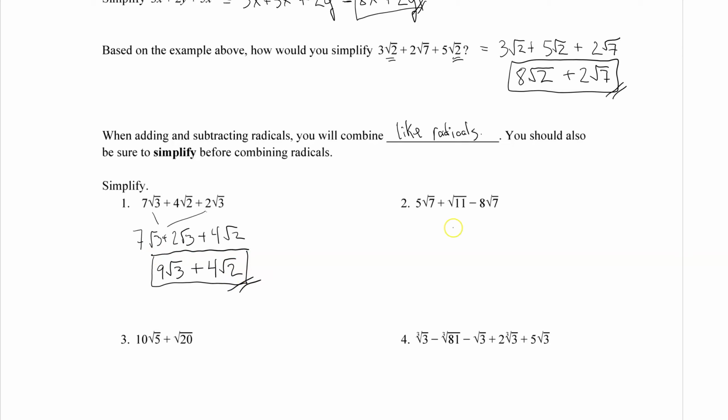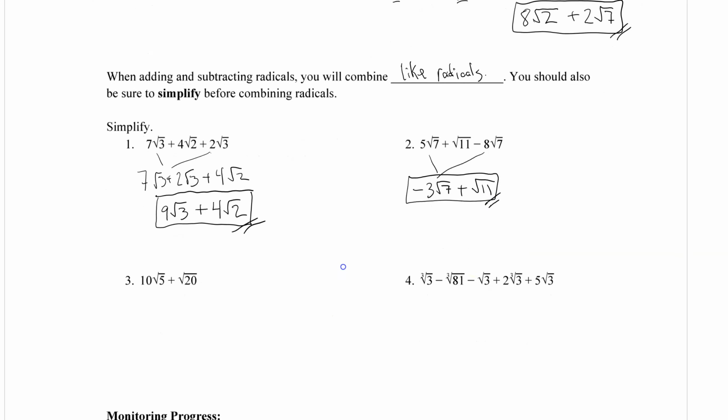All right, number 2, 5 square root of 7 minus 8 square root of 7. And I'm going to do a little mental math here. 5 root 7 minus 8 root 7 would be negative 3 root 7. And then the square root of 11 cannot be simplified. That's the square root of 11. And they are not like radicals, so we leave them together, but separate.